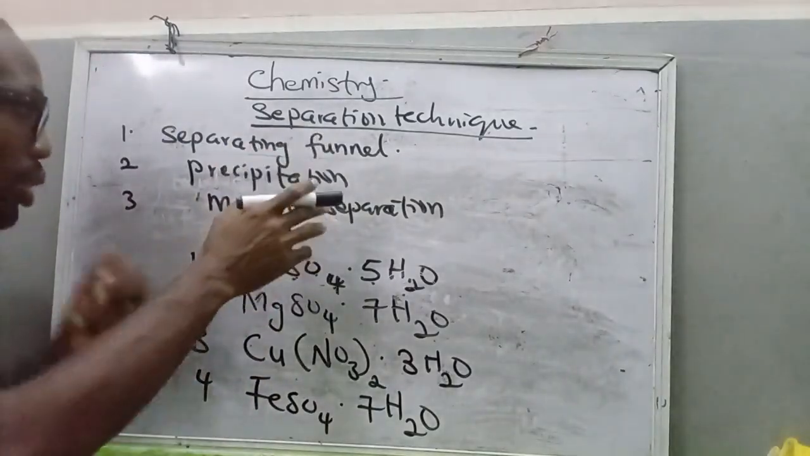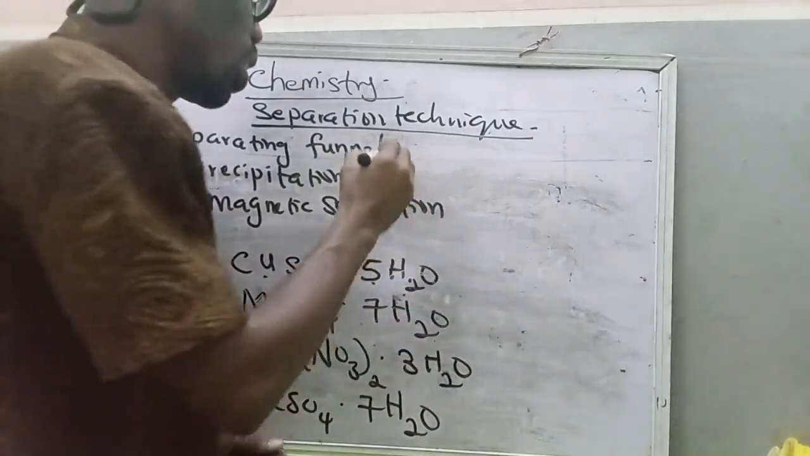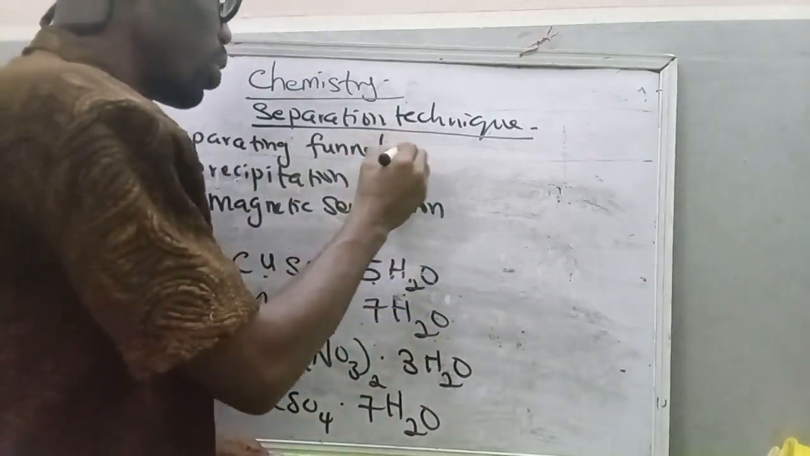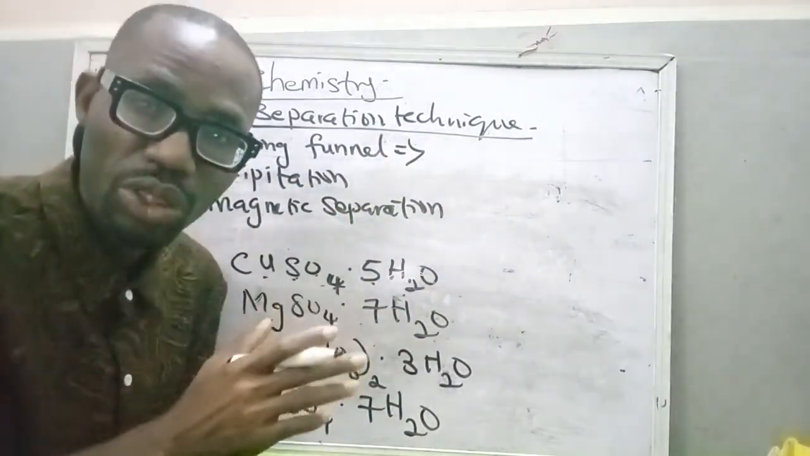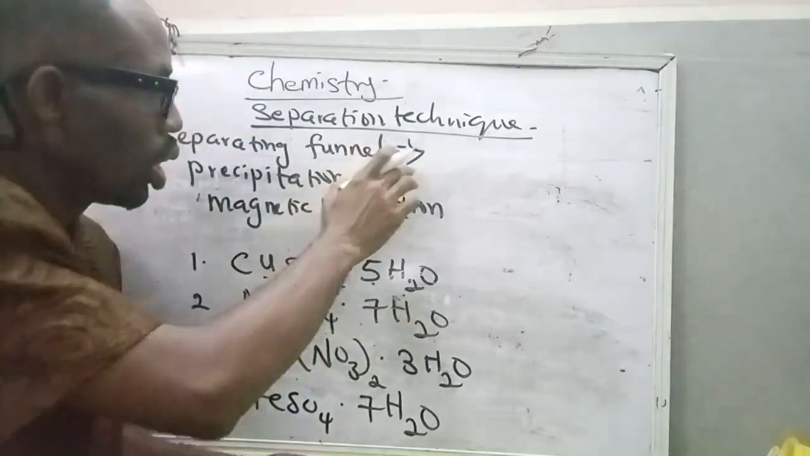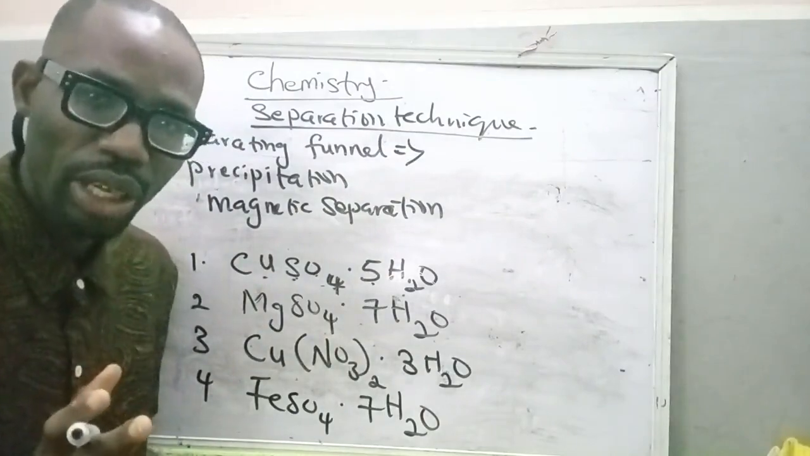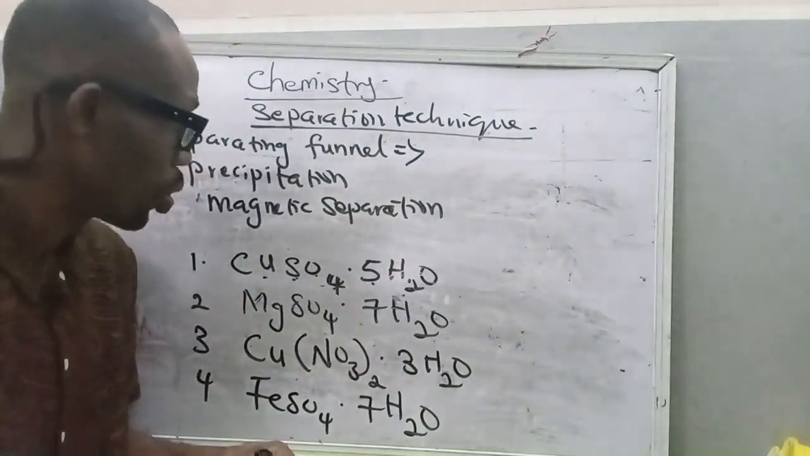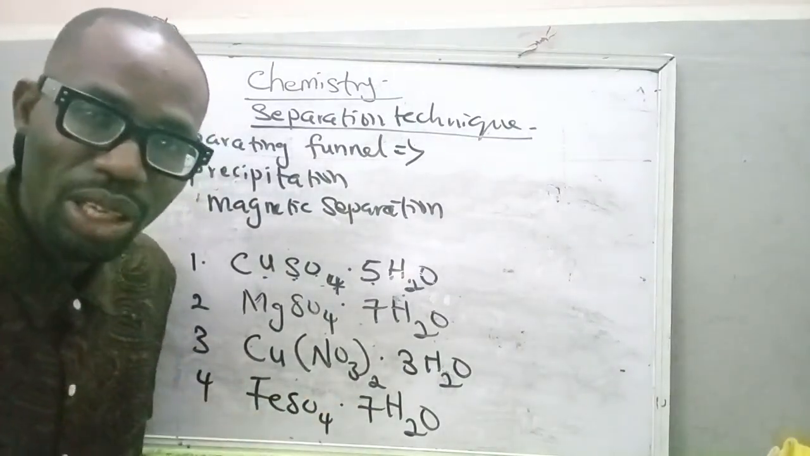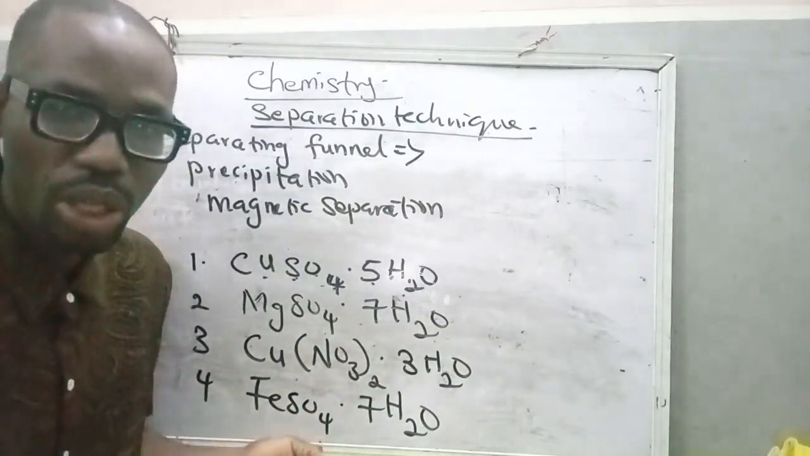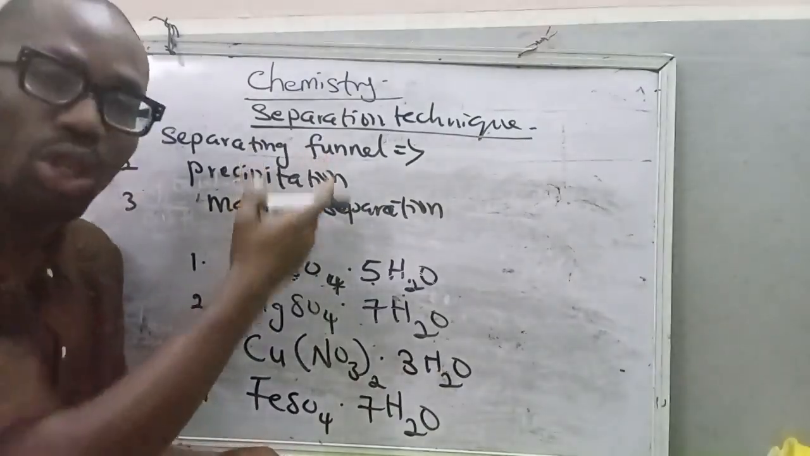Now let's quickly look at these separation techniques we have here. Here we have what we call separating funnel. First of all, separating funnel is used to do what? To separate a mixture that did not mix. It's used to separate solutions or mixtures of substances that do not mix, or two immiscible liquids, as the case may be.